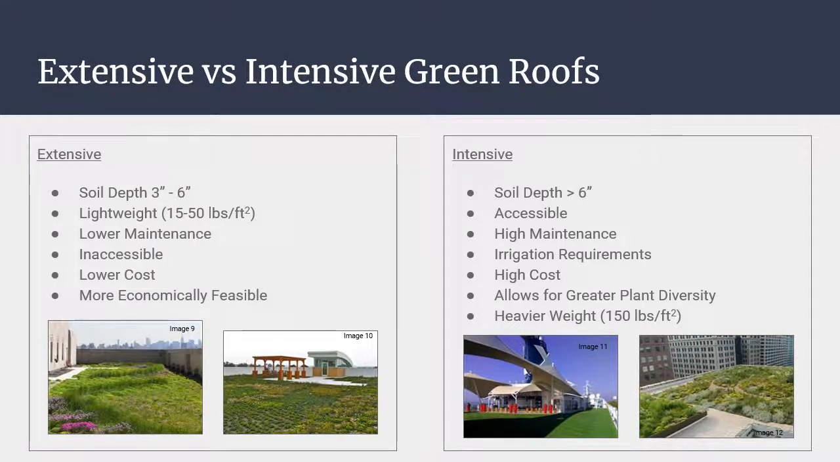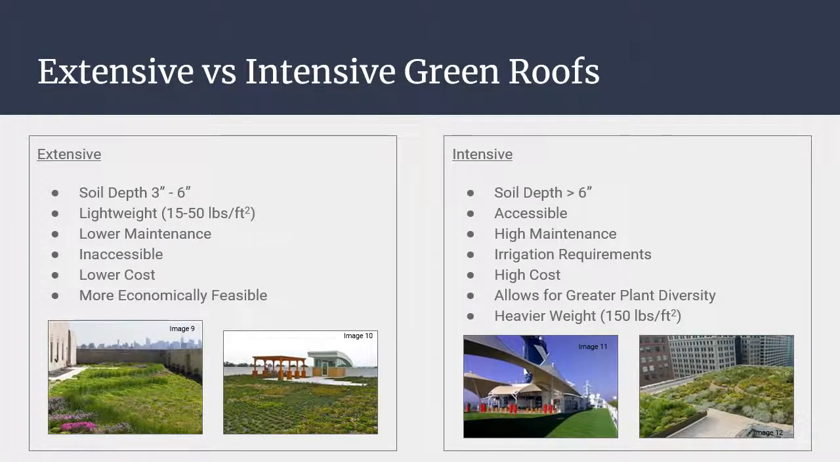Intensive green roofs have a deeper soil depth than extensive green roofs. Soil depth of intensive green roofs is greater than 6 inches, allowing for a wider range of plant diversity. Vegetation at larger sizes can be incorporated into intensive systems, including shrubs and trees. Intensive green roofs are designed to allow for human accessibility, making landscaping a necessary element.